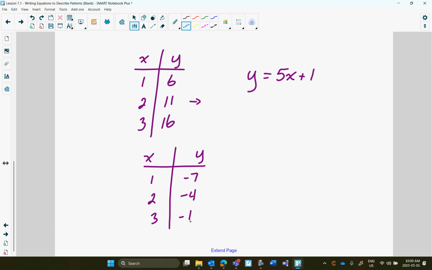Not quite. 10. So y is going to equal 3 times x minus 10.